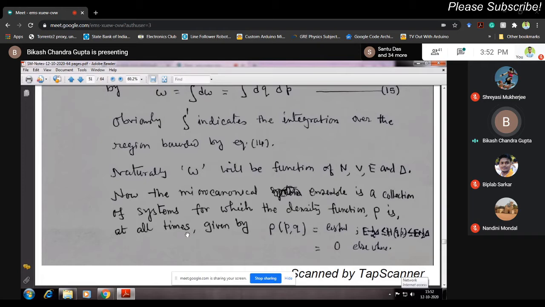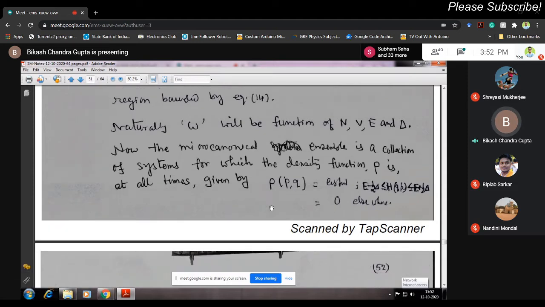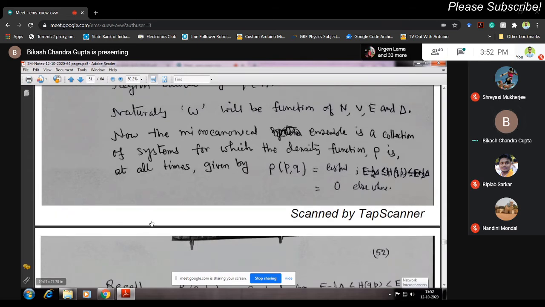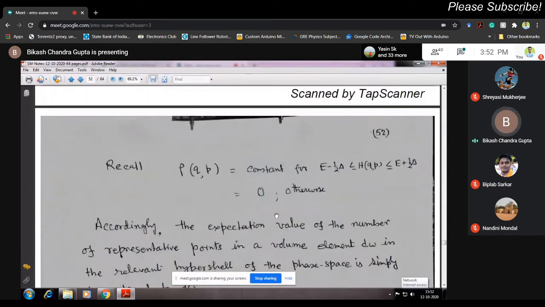Now, the microcanonical ensemble is a collection of systems for which the density function rho is at all times given by rho(q,p) equals constant. As I said, it is constant for this range, otherwise it is 0, right? Because beyond that, you don't have valid phase space. The particles cannot go beyond this, and therefore this is the region where your density of representative points is constant. That is what I have written here again.